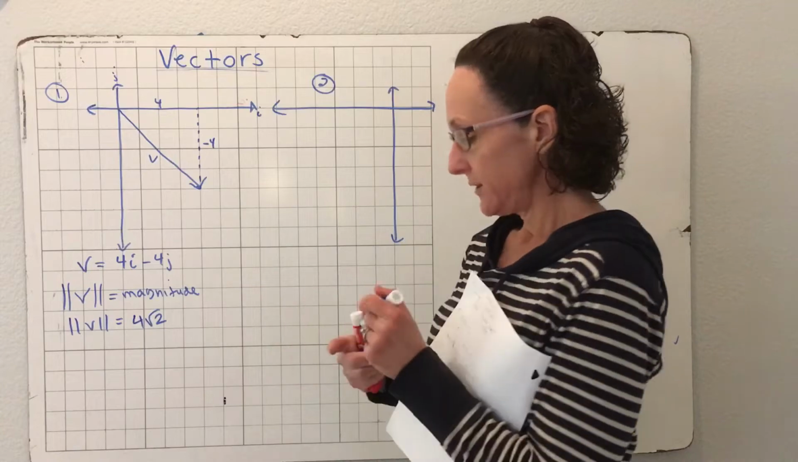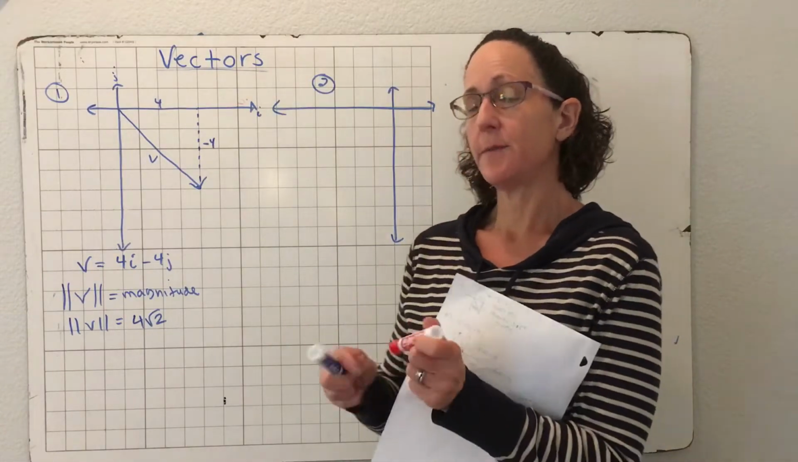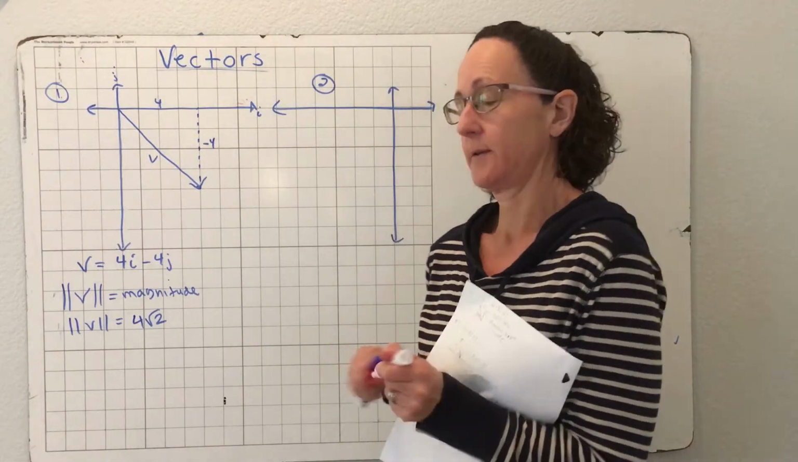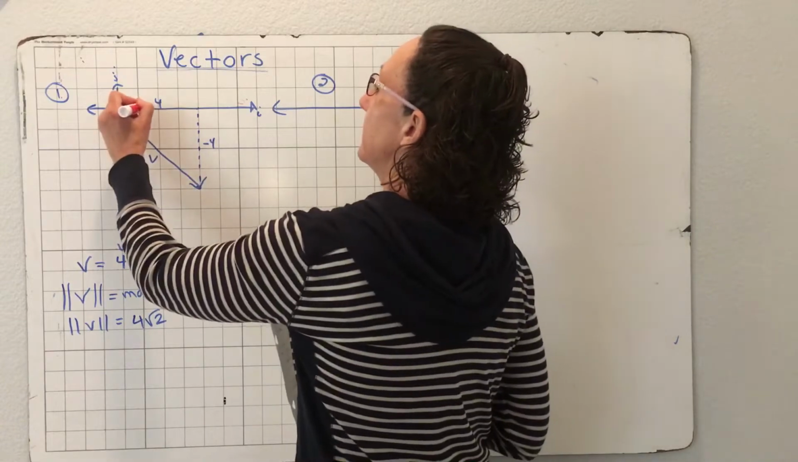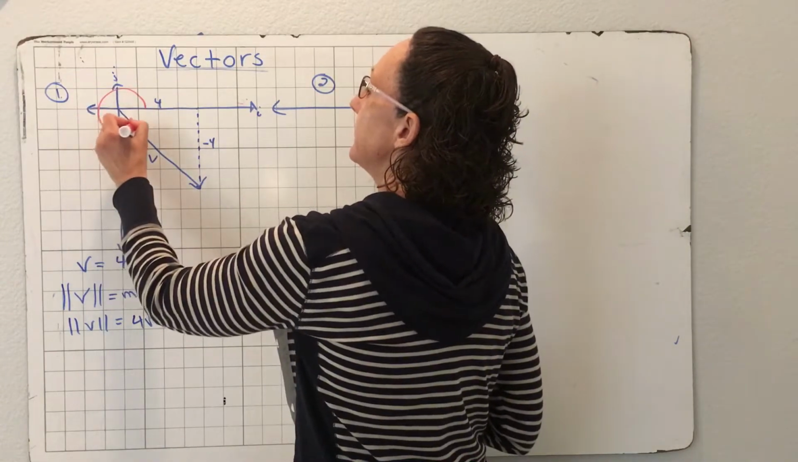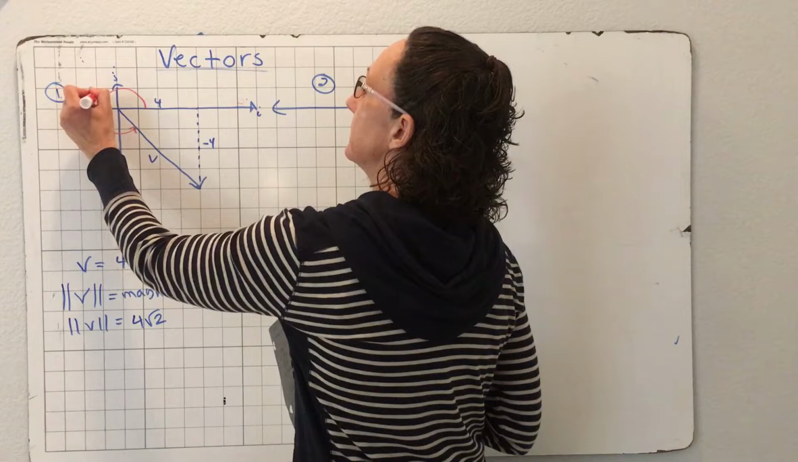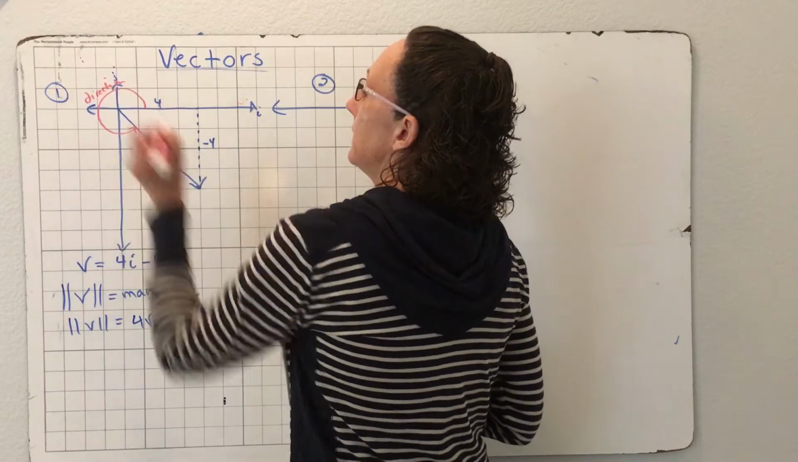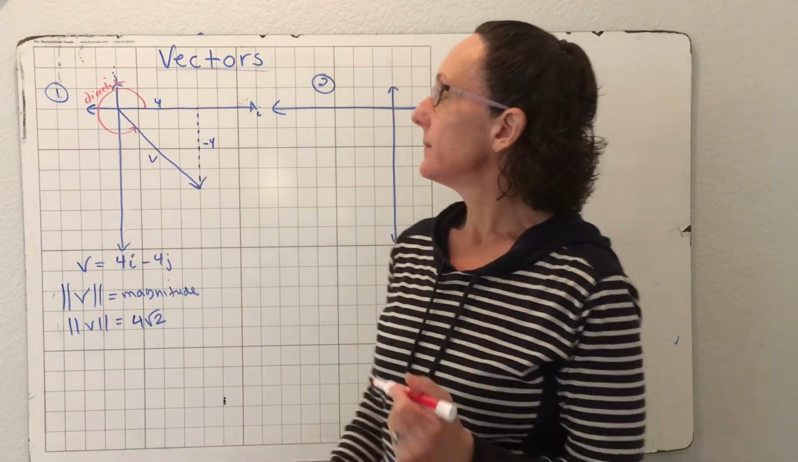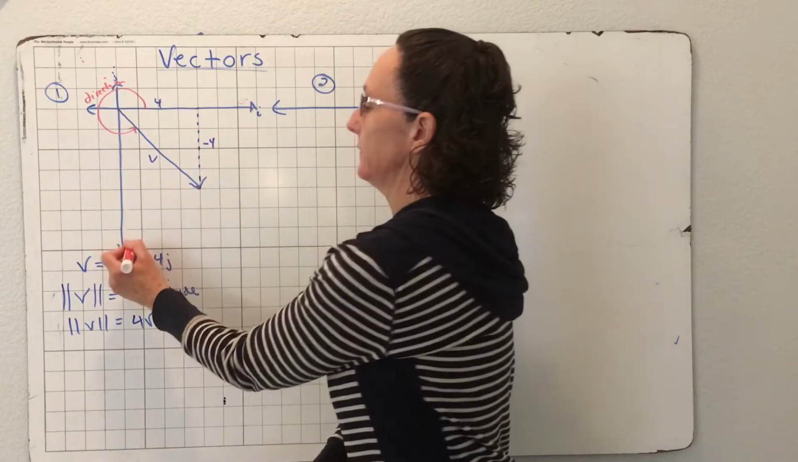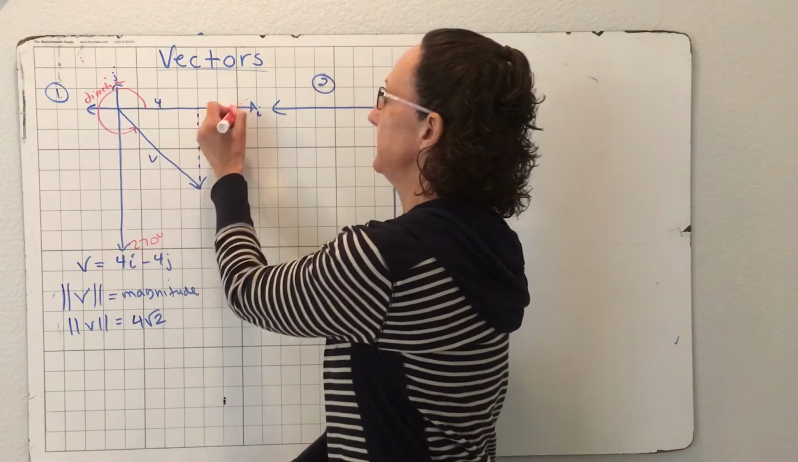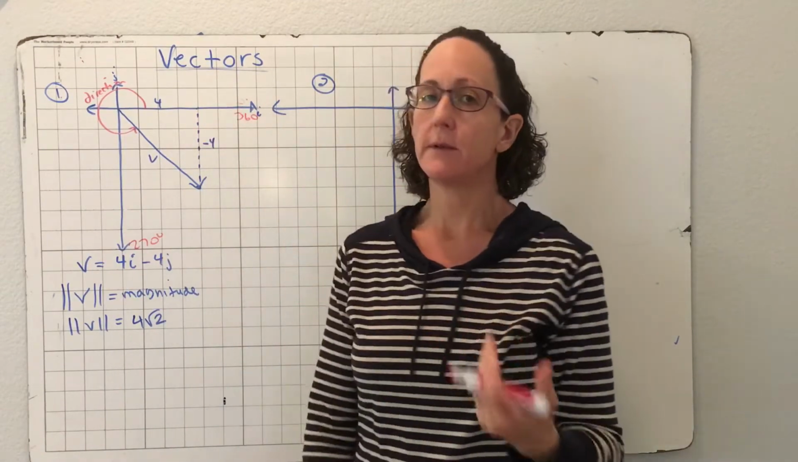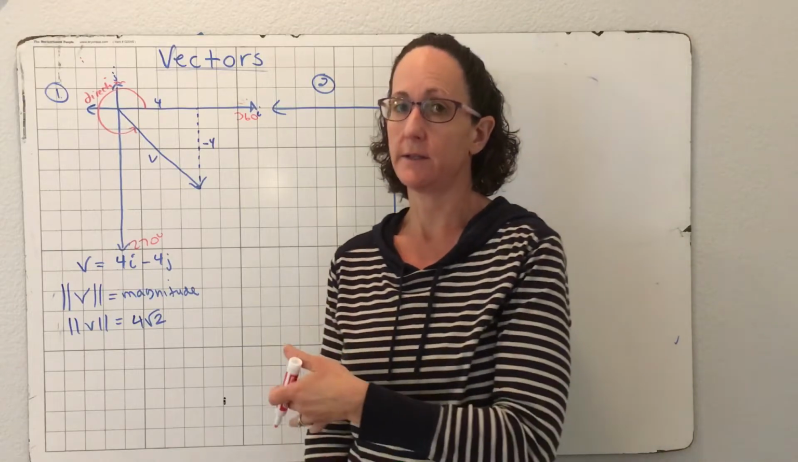All right, the direction is always measured from the positive x-axis, okay? So if I start here and go all the way around to there, that's the direction. So we know, hold on, this is 270, this is 360. So we know that the direction is bigger than 270 and less than 360.